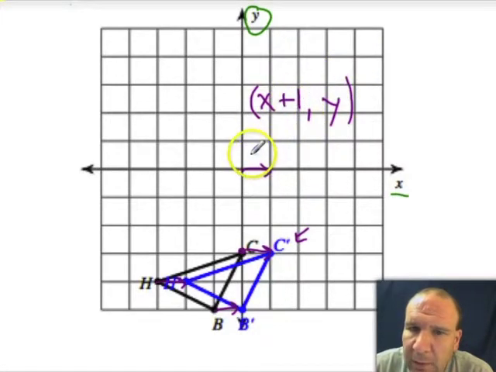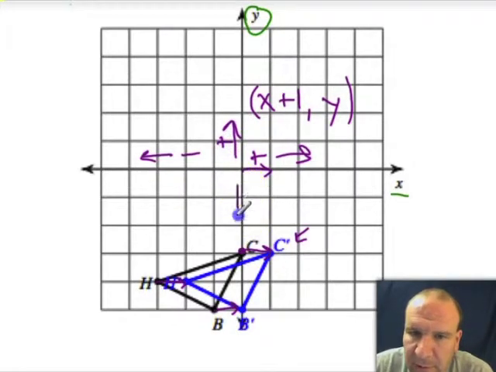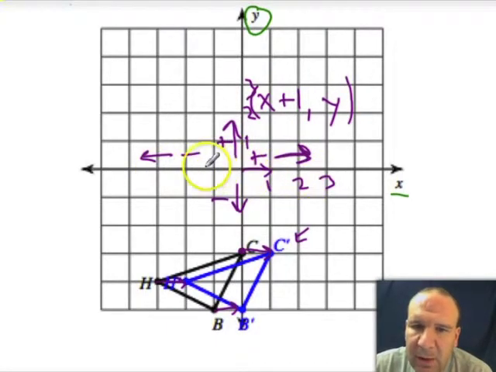Now, why x plus 1? Well, anytime I go this way, x is increasing. Anytime I go this way, x is decreasing. Anytime I go up, y is increasing. If I go down, y is decreasing. And how do I know that? Well, this is y1, y2, y3. This is x1, x2, x3. So if I'm going this way, and I go from 1 to 2, well, I added 1. And the opposite is also true. This would be a -1, -2. So if I'm going in the opposite direction, I have to be subtracting.